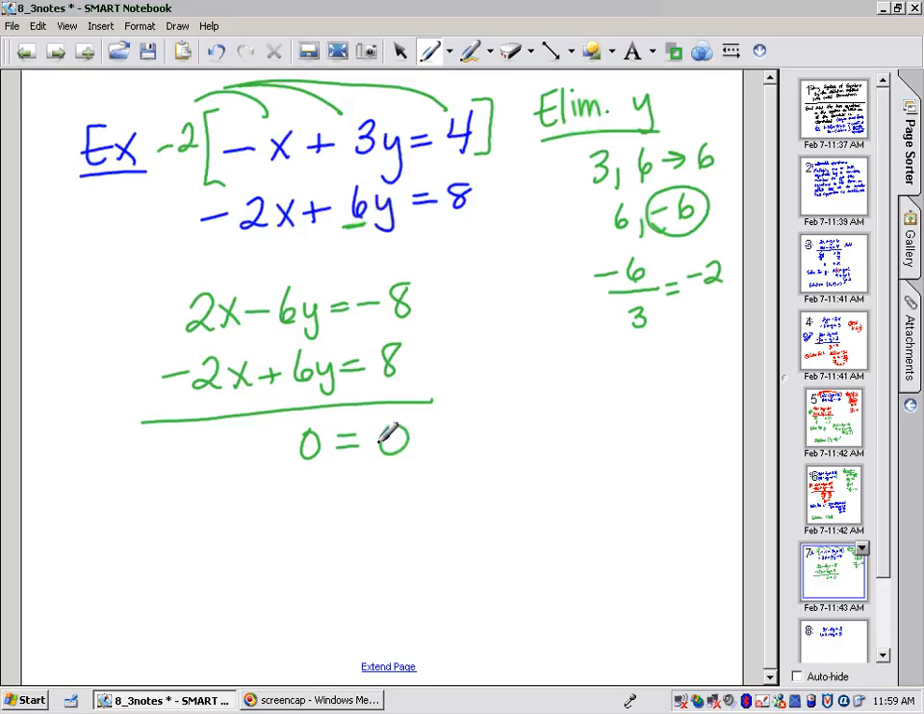And this kind of looks like what happened with substitution. If this is a true statement and the variables are gone, what this is really telling me is that those two lines are the same. And so this is a case where there are infinitely many solutions.